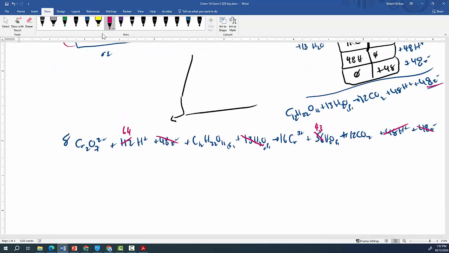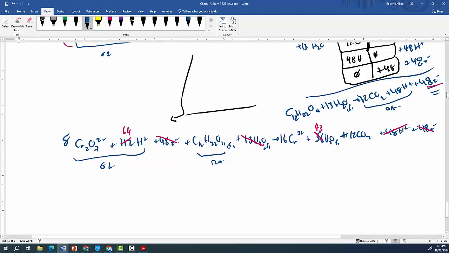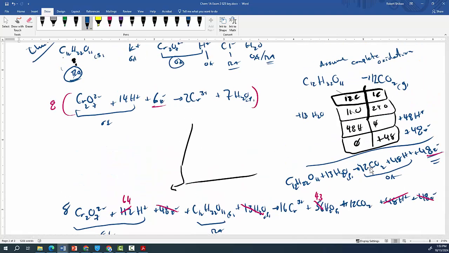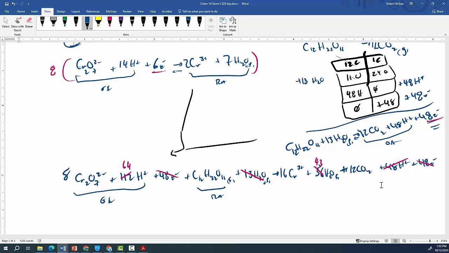But actually, I should look at the driving force first before I get too far. If there's no driving force, then we don't expect a reaction. So this is the oxidizer, and this is the reducer. And then in the reverse direction, CO2 and H plus will be our oxidizer, since it's gaining electrons going backwards. And over here, this will be our reducer, because going backwards it's losing electrons. So CO2 is going to be our oxidizer, and chromium 3 plus is going to be our reducer.